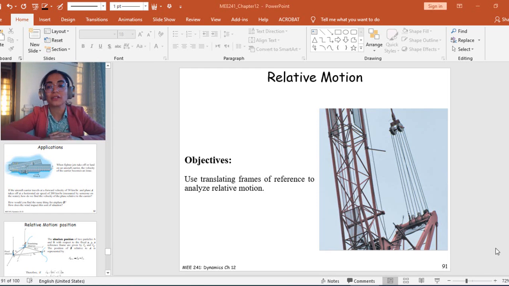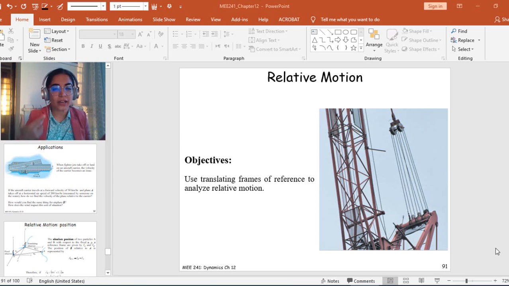In this video lecture, we're going to talk about the last part of chapter 12, which is the relative motion. So what does a relative motion mean? From its name, guys, it's the motion relative to me or to my frame. What does this mean? A relative motion means it is the velocity of any object with respect to my frame, as if I am at rest.